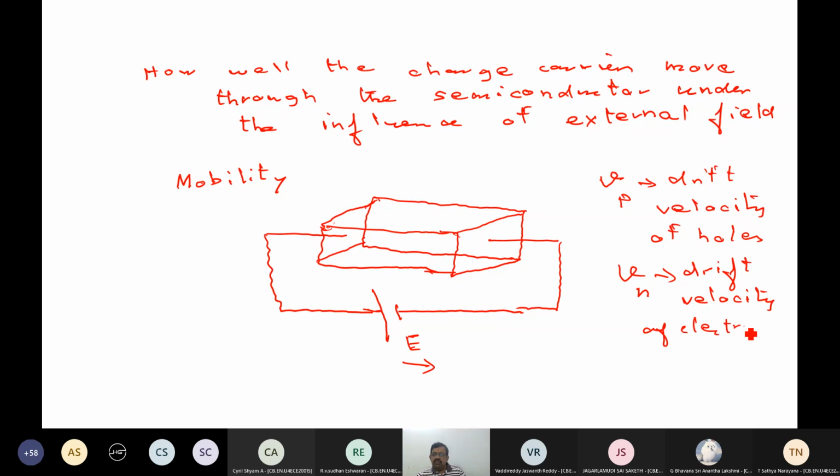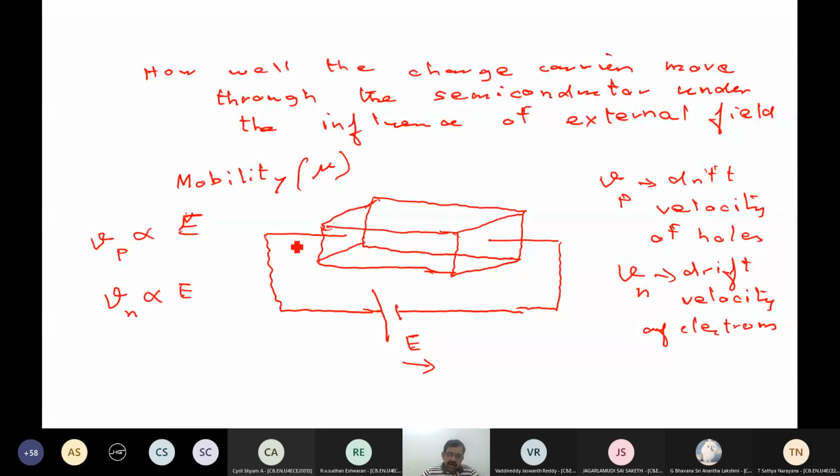And this Vp and Vn, obviously, because it is velocity, is measured in centimeter per second. Vp is proportional to the field E. Vn is proportional to the field E. The proportionality constants are what is given as the mobility mu.